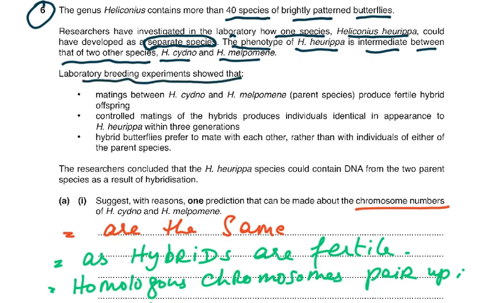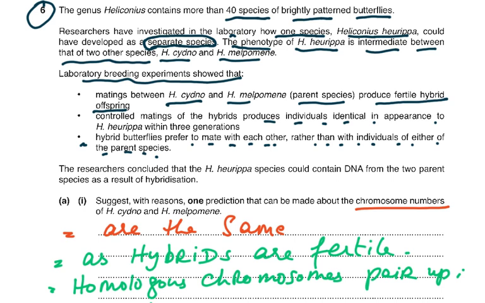Laboratory breeding experiments showed that matings between HC and HM, parent species, produce fertile hybrid offspring. Second point, controlled matings of the hybrids produce individuals identical in appearance to HH within 3 generations. Hybrid butterflies prefer to mate with each other rather than with individuals of either of the parent species.